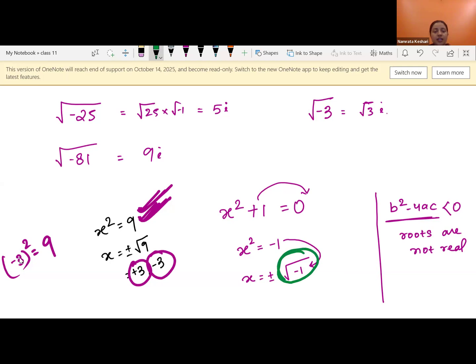And the moment we get root minus 1, we know this is related to the complex number chapter. This can be written as i. So the answer for x is plus minus i. One x value is plus i, another x value is minus i. i is the imaginary unit, iota. Clear?